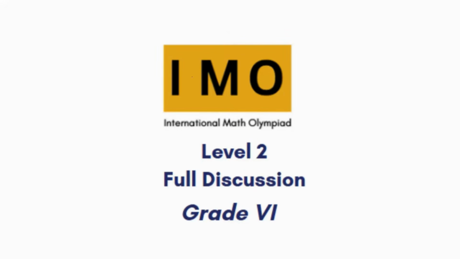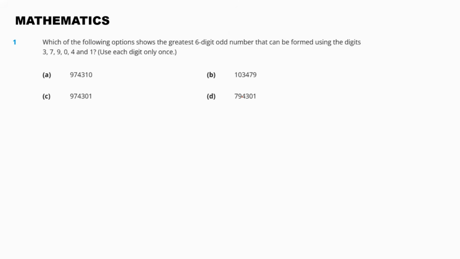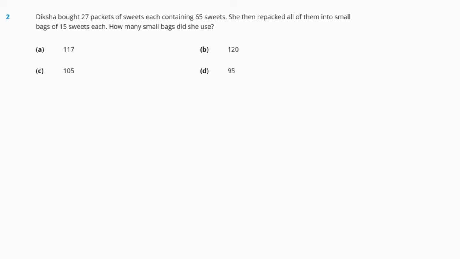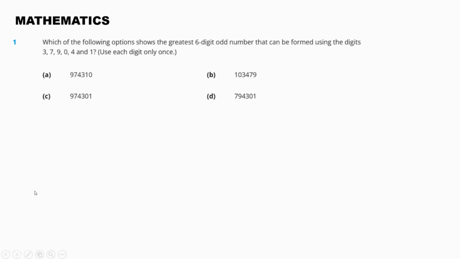The first question we have over here is: which of the following options shows the greatest six-digit odd number that can be formed using the digits 3, 7, 9, 0, 4, and 1, using each digit only once?